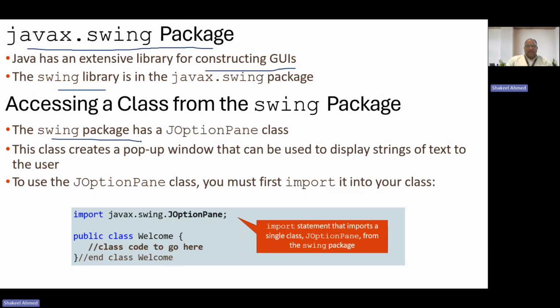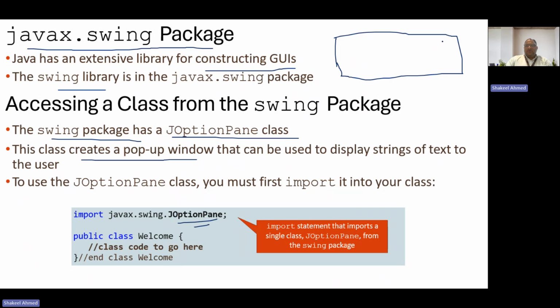The swing package has a JOptionPane class. This class creates a pop-up window, so it will open up a window like this one. So you are not reinventing the wheel. If I simply write here JOptionPane, this will get you this type of window, and you can modify the window with the different set of things that you are trying to do.